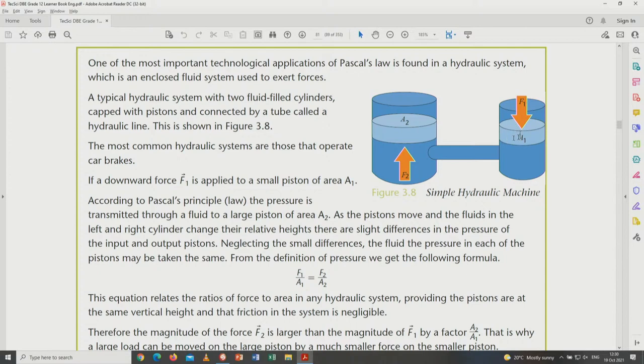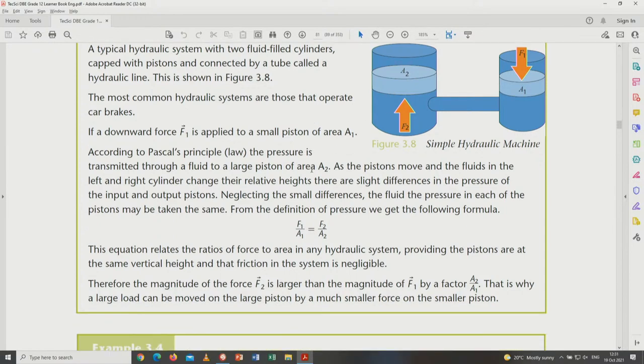One of the cylinders has a smaller piston, and the other cylinder is bigger, has a wider diameter than the other, and then it has a bigger piston. Here we are talking in terms of area. The area of the other piston is bigger than the area of the one. So when you apply a force on the smaller area, the pressure exerted on that piston or on the liquid is transmitted to all parts of the system, and that pressure is transmitted to the bigger piston with a bigger area.